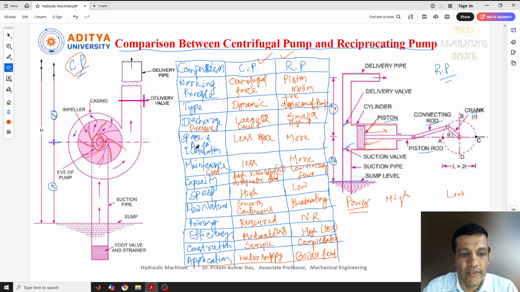Now one more thing is also there, like head. What kind of head is it? Already I told you that this pressure is nothing but the discharge, or you can say head: less pressure or high pressure, or high head. So that is also covered in this. I hope you understand this comparison between the centrifugal pump and the reciprocating pump.